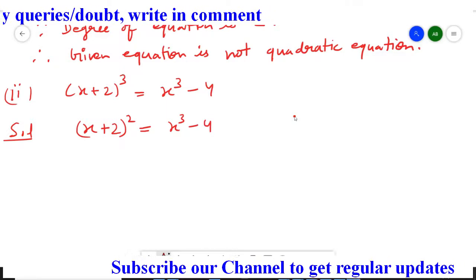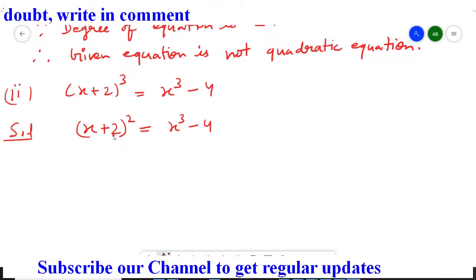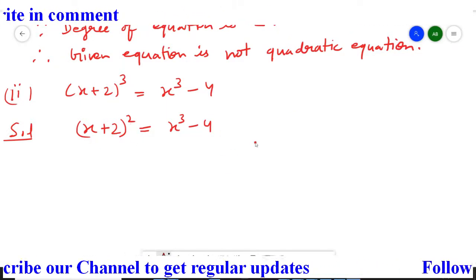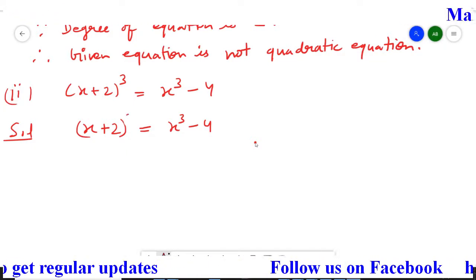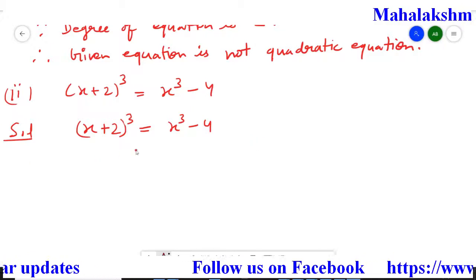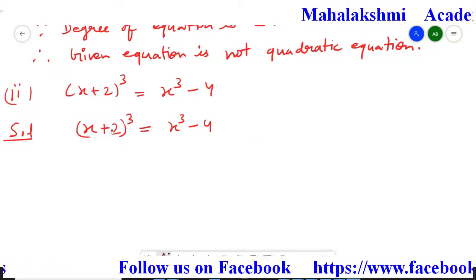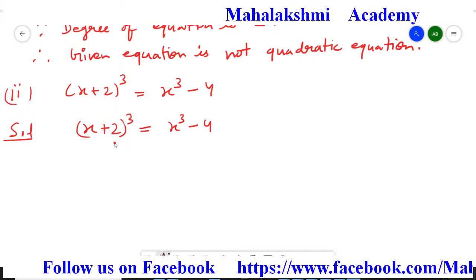So students, here first we have to open this x plus 2. Oh, I wrote here square. It's wrong. It's actually cube. So we'll make here cube. So x plus 2 whole cube. So we have to open it by using the formula of a plus b whole cube.